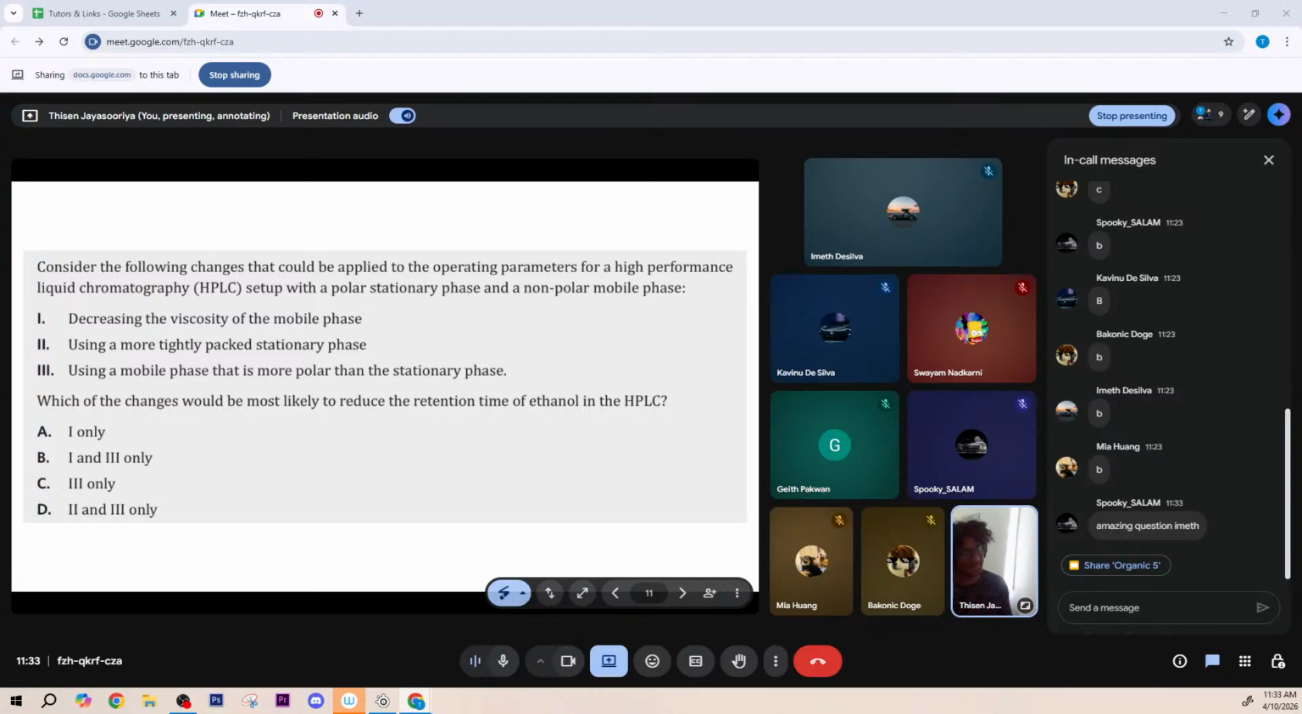Anyway, consider the following changes that would be applied to operating parameters for a high-performance liquid chromatography setup with a polar stationary phase and a non-polar mobile phase. A: decreasing the viscosity of the mobile phase. B: using a more tightly packed stationary phase. C: using a mobile phase that is more polar than the stationary phase. Which one of the following changes would be most likely to reduce the retention time of ethanol? Is it A, B, C, or D?